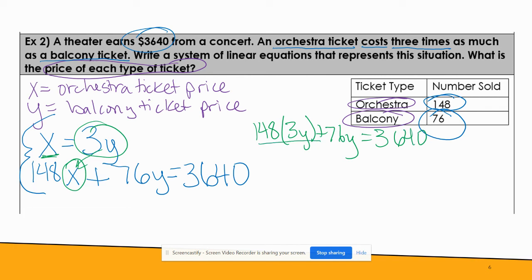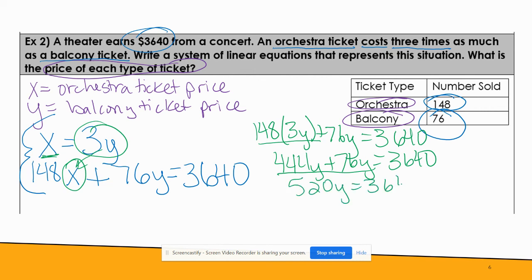If I multiply the 148 and 3y, I get 444y plus 76y. These are like terms, so 444 and 76 is 520y to get 3640. Finish solving for y, divide by 520 on each side, and we get y is equal to $7.